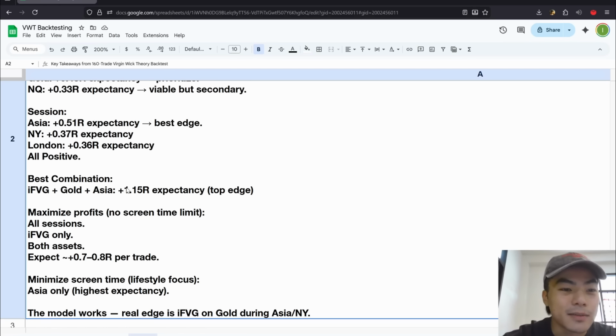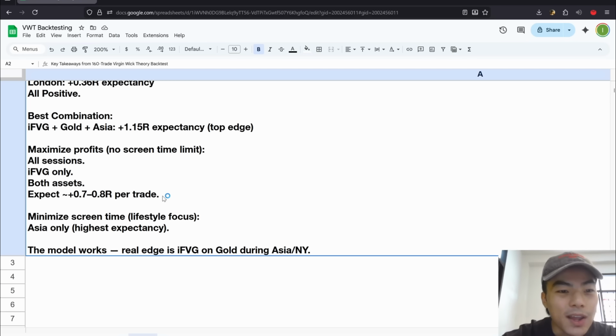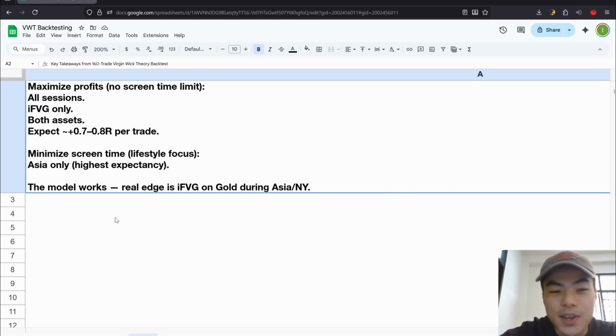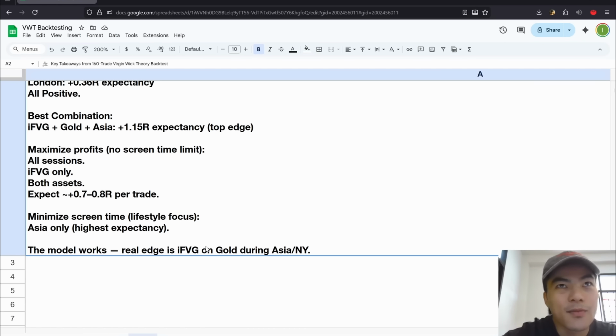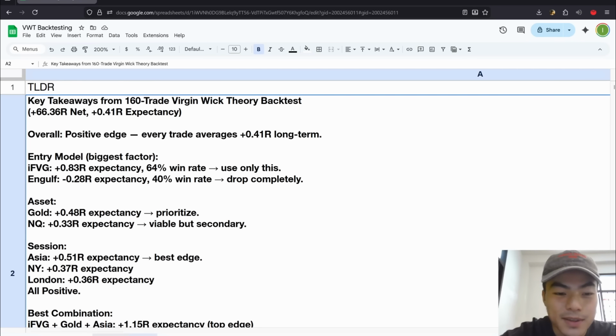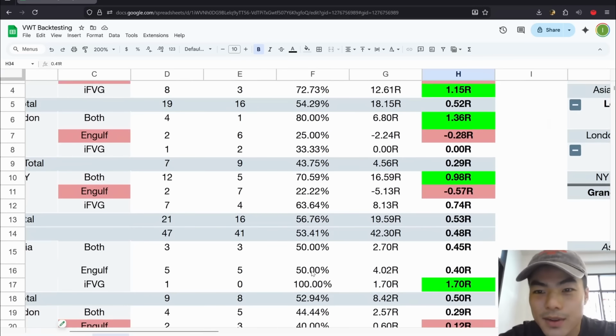And yeah, it makes sense. But yeah, if you want to maximize profits, so for me, for example, I'm currently living in Asia, so I can actually trade all 3 sessions. So all 3 are profitable as long as you only use an inverse fair value gap entry. And you can trade both NQ and gold for an expected 0.7 to 0.8R expectancy per trade. But yeah, if you only wanted to minimize screen time, get the highest expectancy, then just trade Asia and only trade gold. But yeah, those are the main takeaways. If you want to go further into it, let's have a look.